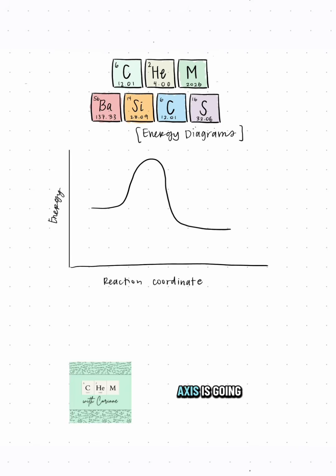So first of all, our x-axis is going to represent the reaction coordinate. It's basically the progress of the reaction. This is going to help you if you think of it as a progress. You're going to remember we always start with reactants, we end with the products.